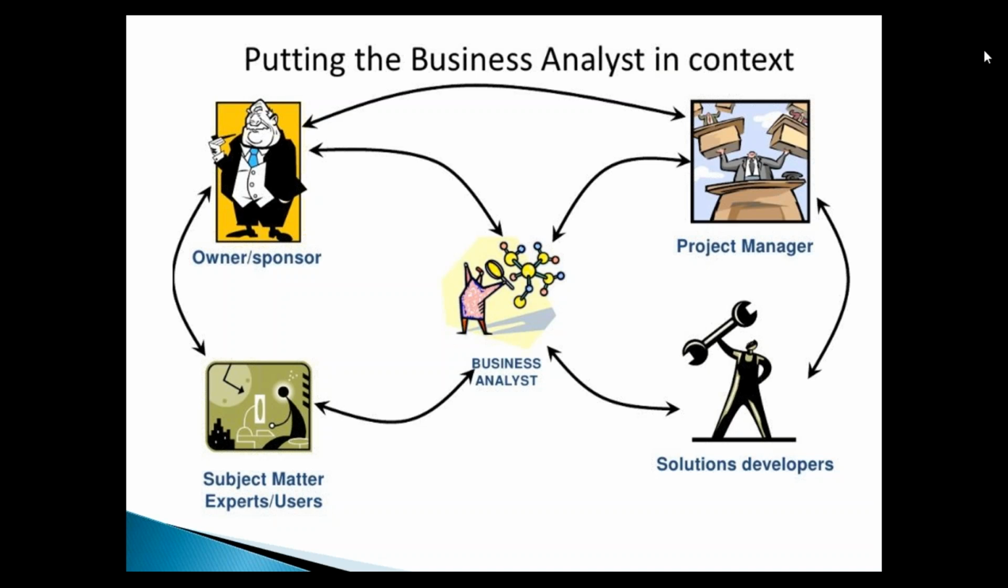So whom is a BA going to work with? Putting the business analyst in context. A business analyst is going to work with a sponsor or owner or a stakeholder or a customer or a client. It all means the same. Project manager. How is a project manager different from a business analyst?